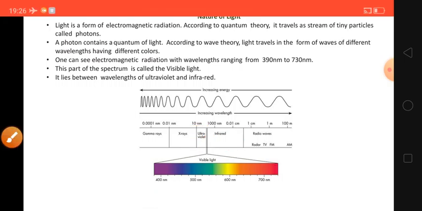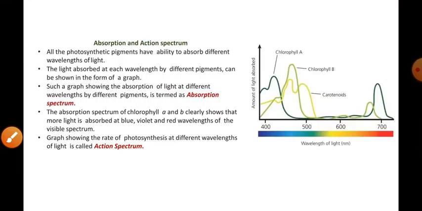Okay, now let us see the absorption and the action spectrum. So now we have to understand which pigment absorbs what wavelength. For this, let us study the absorption spectrum. The absorption spectrum is obtained by using a spectrophotometer. So after using the spectrophotometer, what we get is this graph. Okay, so this graph, if you can see, shows us different pigments absorbing different wavelengths. So it starts from 400 nanometers to 700 nanometers, correct?